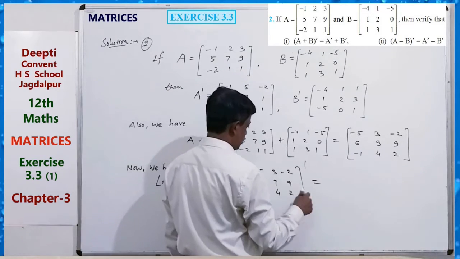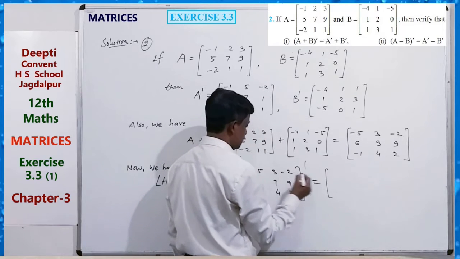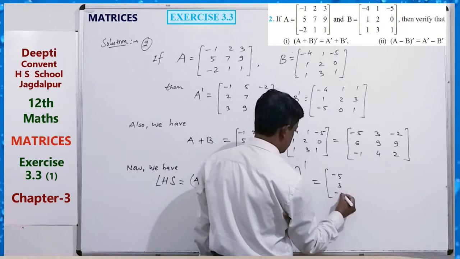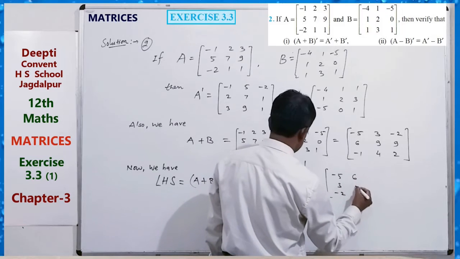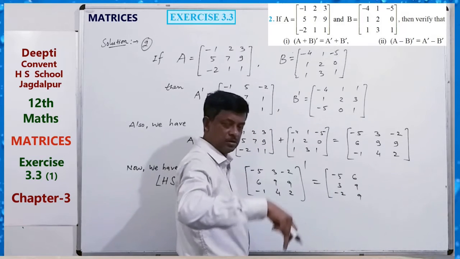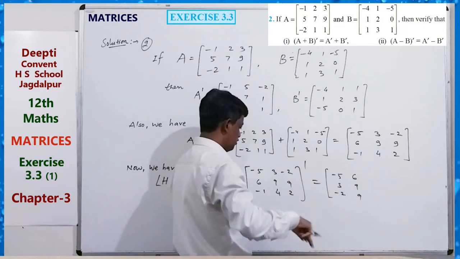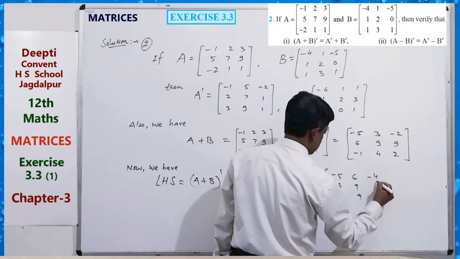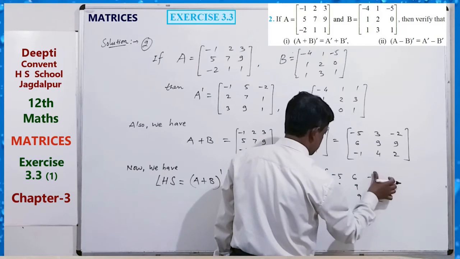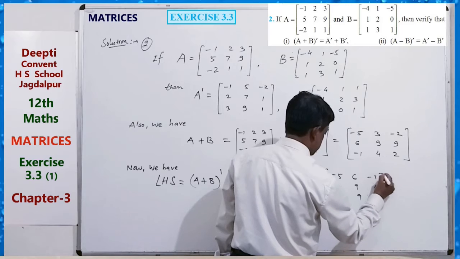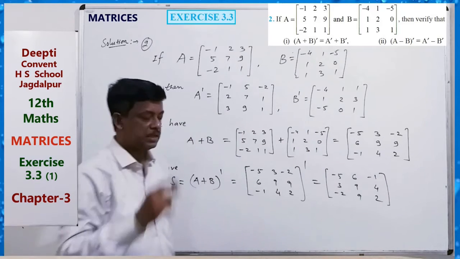So what? Row to column. Minus 5, 3, minus 2; 6, 9, 9. Just convert row to column. Minus 1, 4, 2. So this is the left hand side.